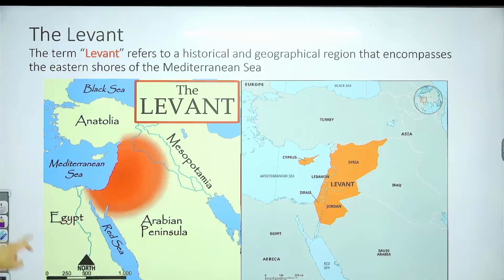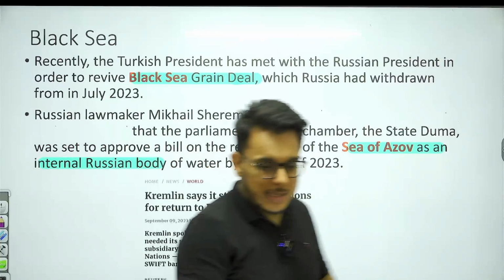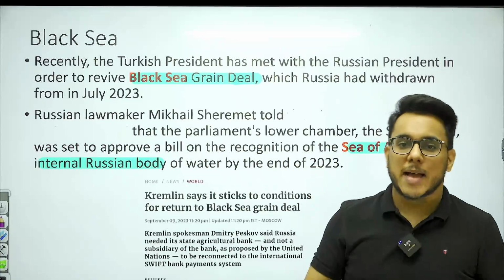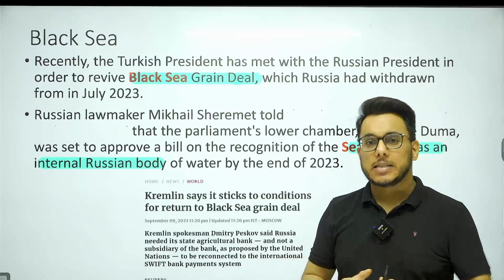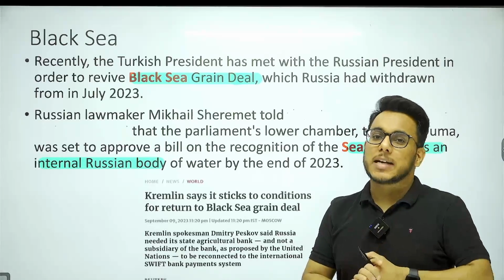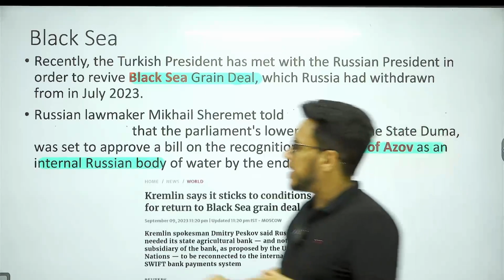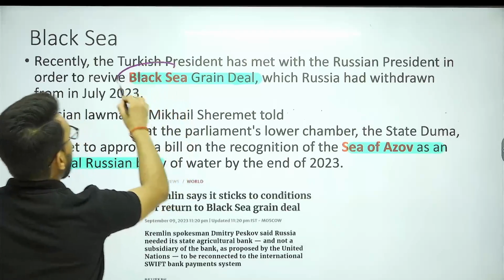Moving on to the next entry. Okay, now Black Sea. Why is the Black Sea important? There are two reasons. Number one, as a standalone location, the Black Sea is important. Multiple questions have been asked. And secondly, there are certain developments that have happened with respect to the Black Sea. Number one, Turkey has tried to revive the Black Sea Grain Deal.